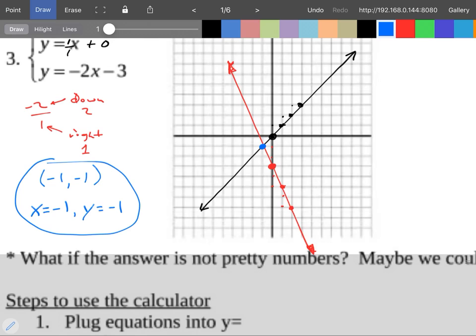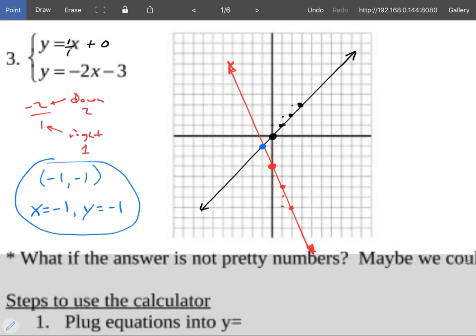And then if you plug that x and this y into the two equations up here at the top, it should make both of those equations true at the same time. That's what you're trying to do. Let's do number 4.